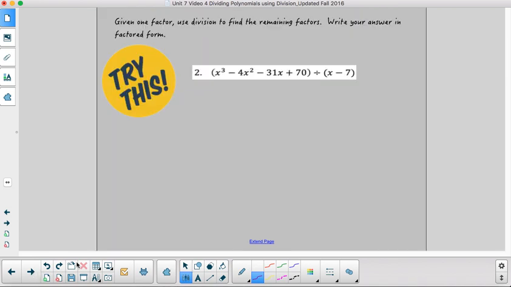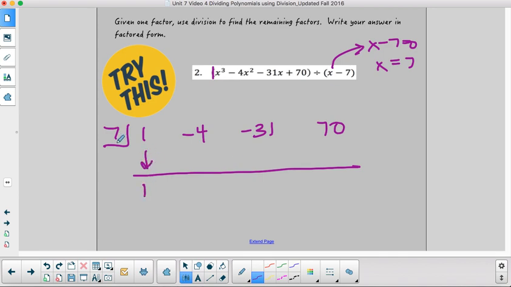Example 2. I want you to maybe pause the video and give this one a try. But I'm going to go ahead and work through it. So first thing is to find my 0. So I have x equals 7. Put that in my box. Write down all my coefficients after I check. I have 3, 2, 1, 0, so we're good. So my coefficients are 1, negative 4, negative 31, 70.